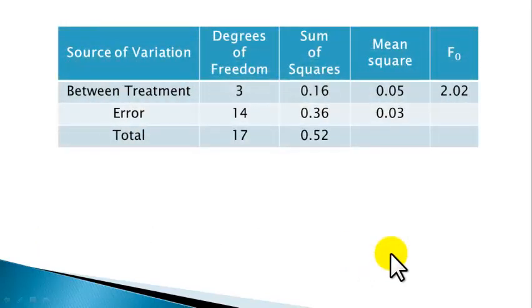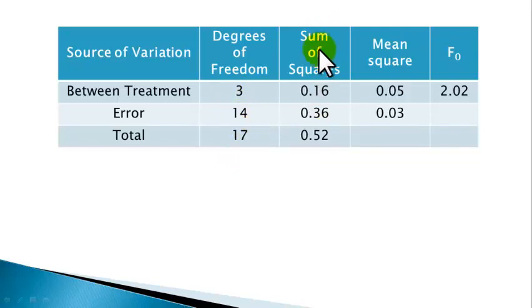We can then complete our ANOVA table as shown here. Source of variation, that's between treatment, in this case our treatment being the temperature, and then the error and total. There are 4 treatments in this example, so the degrees of freedom will be 4 minus 1, which is 3. There are 18 observations in all, so 18 minus 1 will give us 17 degrees of freedom. For error, it is n minus k. That is 18 minus 4, which is equal to 14. Or you can subtract 3 from 17 to still obtain 14.